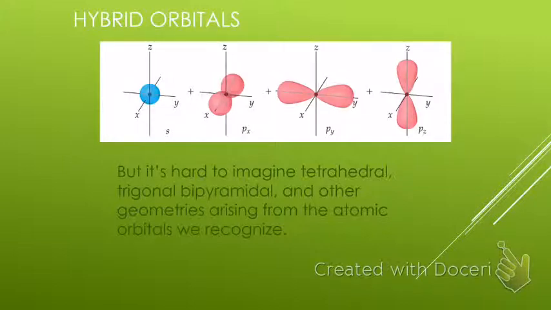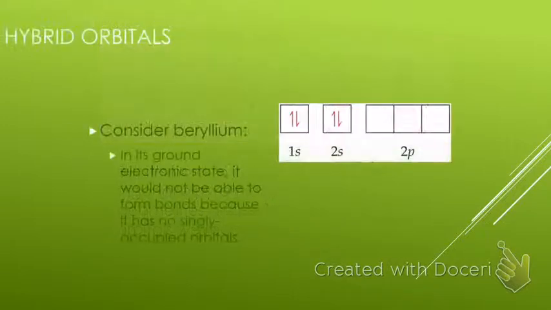And so we talked in class about how you can just add a little bit of energy and mix them, so instead of having s and p orbitals, you can have these sp, sp2, sp3 hybridized orbitals. First we're going to look at beryllium, and beryllium chloride, for example, and its electrons.